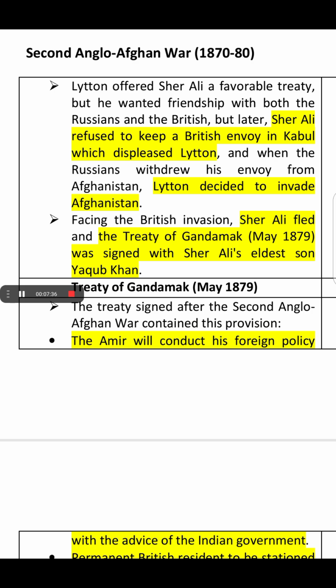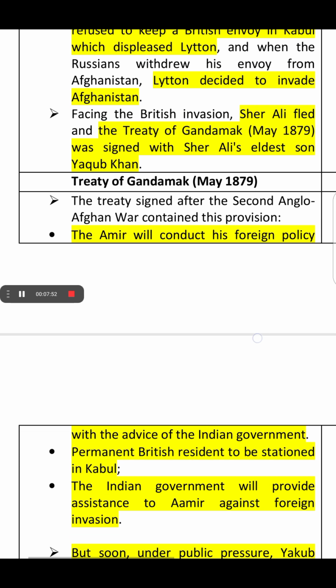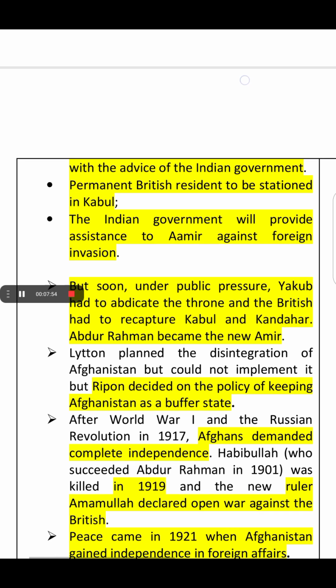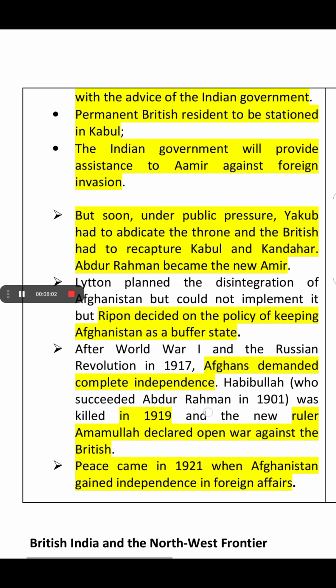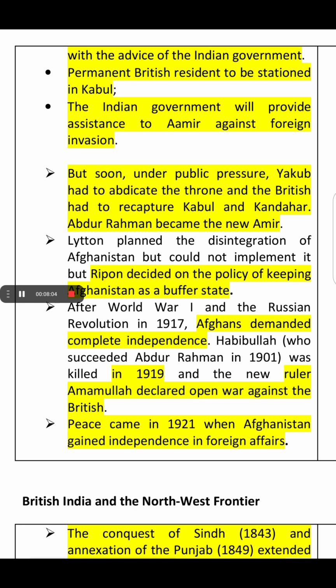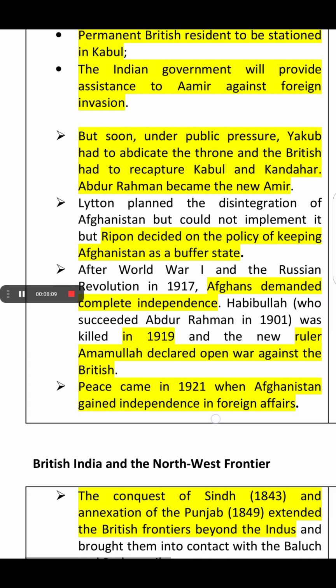The Treaty of Gandamak in May 1879. This treaty was signed after the Second Anglo-Afghan War and contained these provisions. The Amir will conduct his foreign policy with the advice of the Indian government. A permanent British resident to be stationed in Kabul. The Indian government will provide assistance to the Amir against foreign invasion.